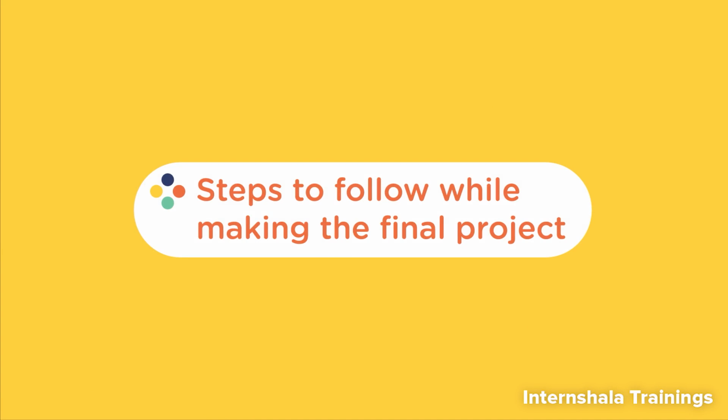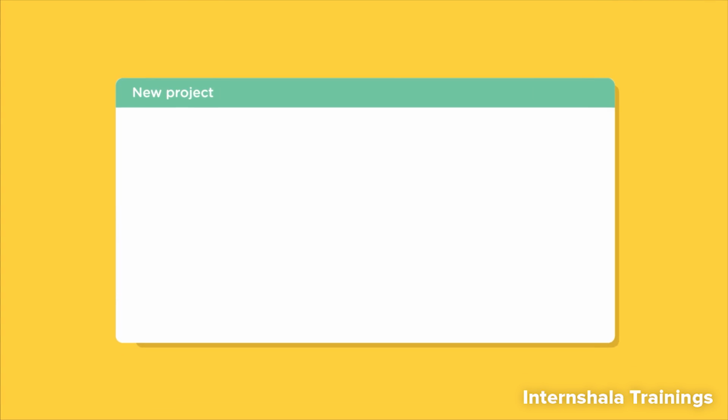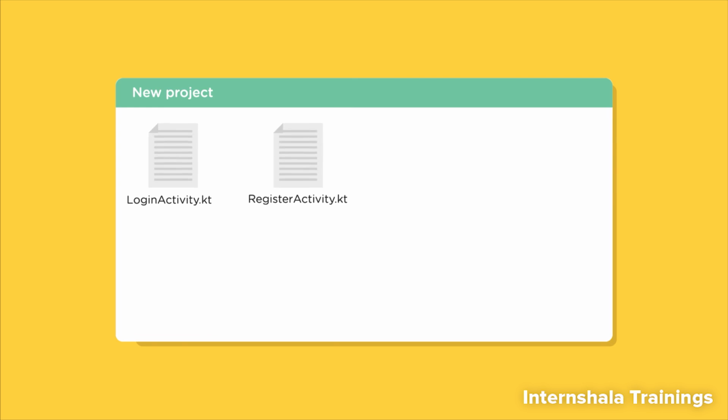Let's begin by talking about the steps that you can take to start with the final project. First, create a new project. Then, according to the planning you have done for the project application, create the activities and fragments that you will need for the app. You will need to create more files than what you are seeing here, so make sure you plan it all well.